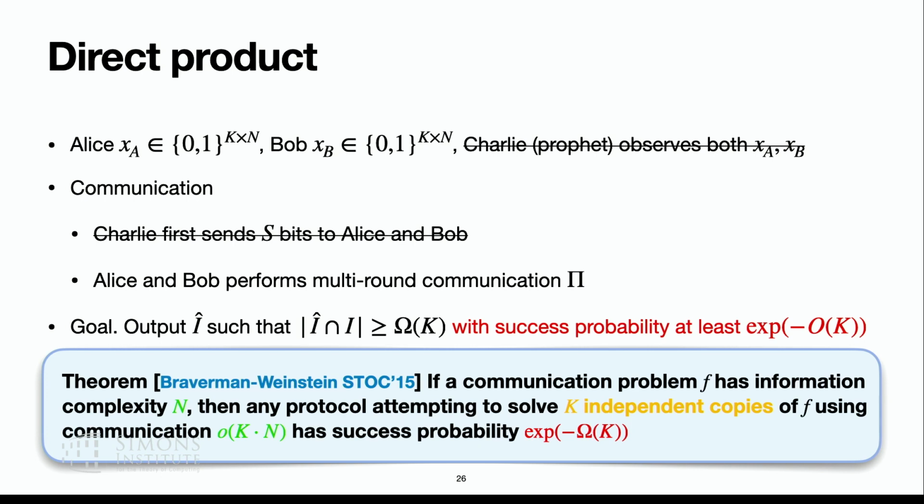Okay. The reason you can eliminate Charlie is that Charlie provides a useful advice of S bits, right? But here, Alice and Bob can just randomly guess these S bits, and the success probability is 2 to the minus S, right? And so essentially, we remove Charlie and put Charlie into this success probability. Good. So then this works for any other problem that has large information complexity. Yes. And this result by Braverman and Rubinstein holds for any two-party communication problem with large information complexity. Okay, thanks.